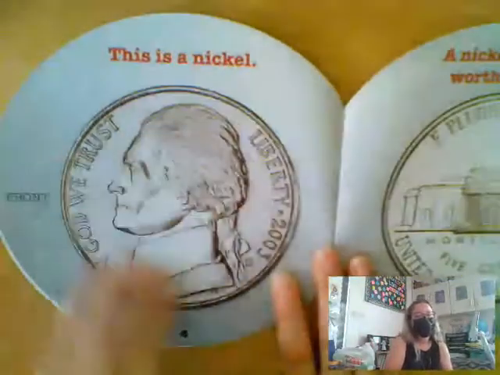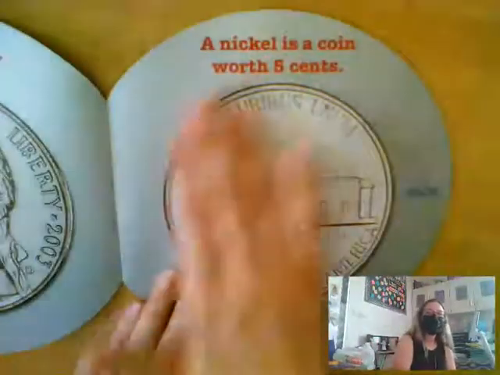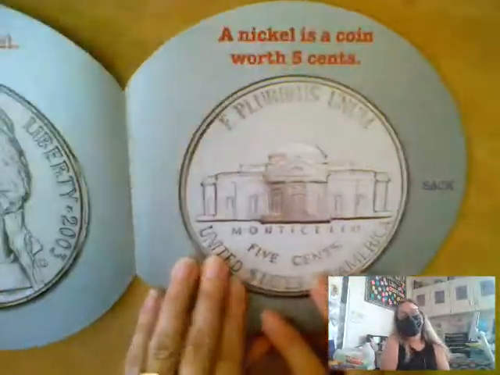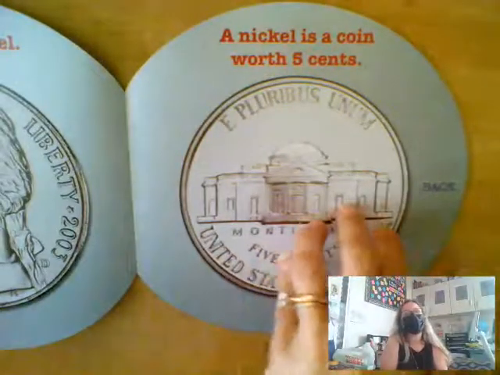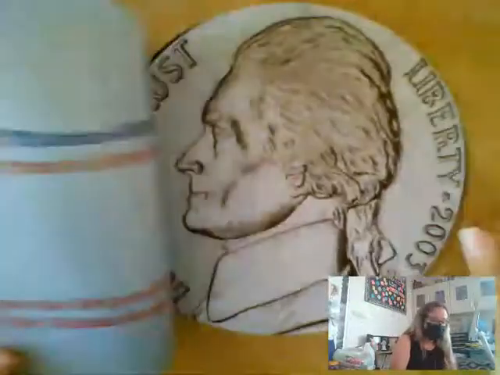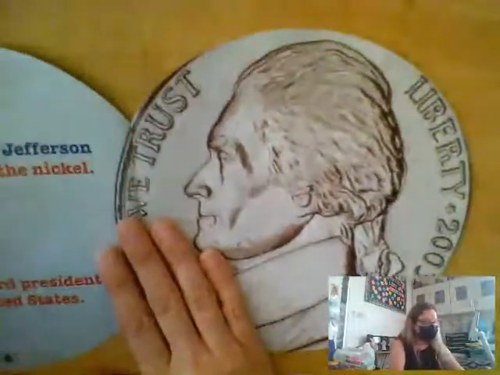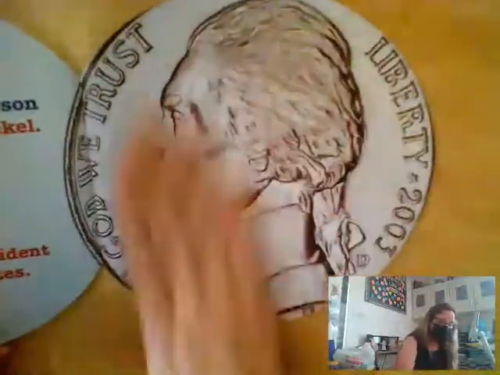So this is a nickel. This is the front of the nickel. And this is the back of a nickel. A nickel is worth 5 cents. How much is a nickel worth? 5 cents. President Thomas Jefferson is on the front of the nickel.